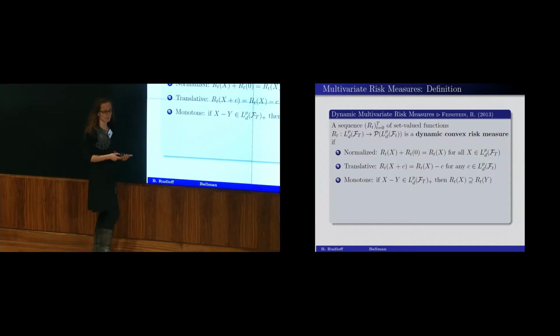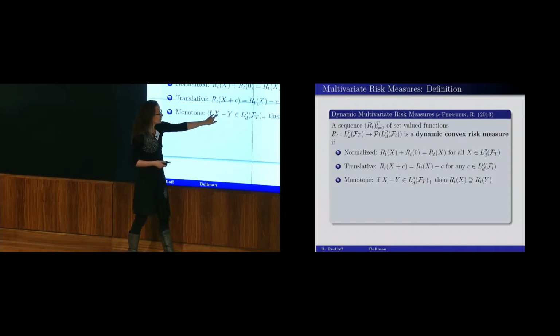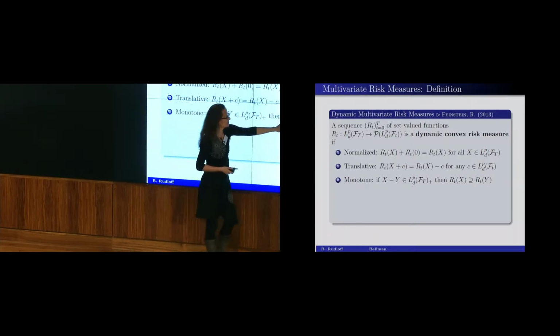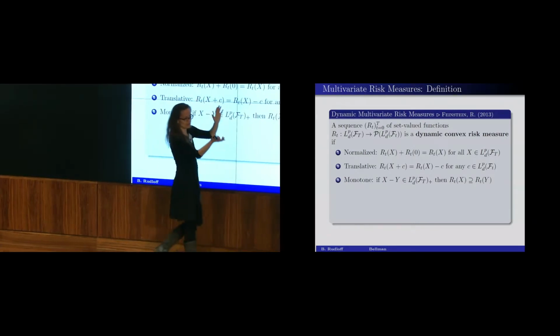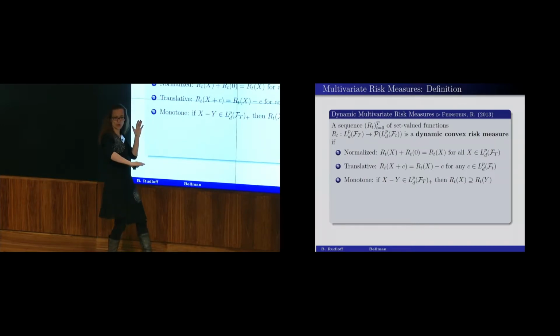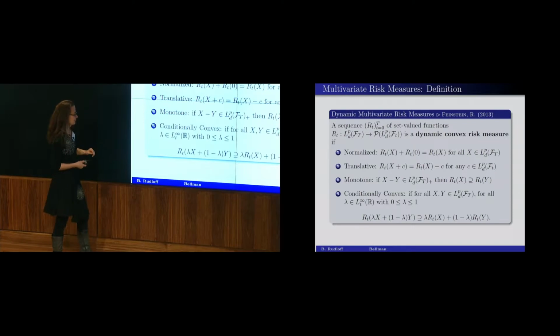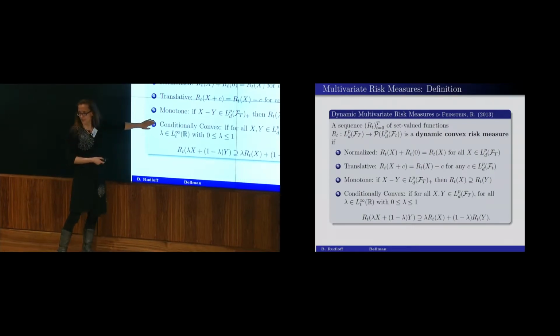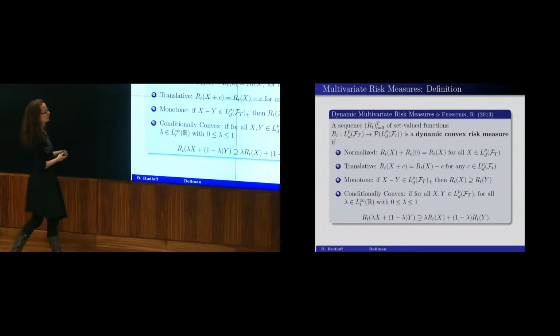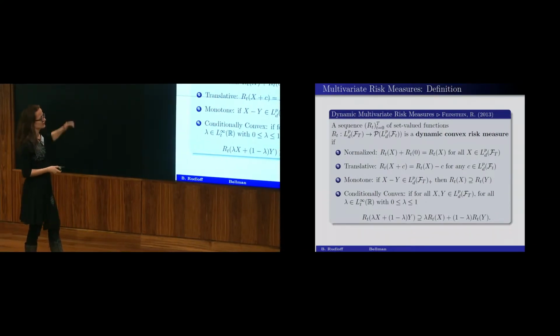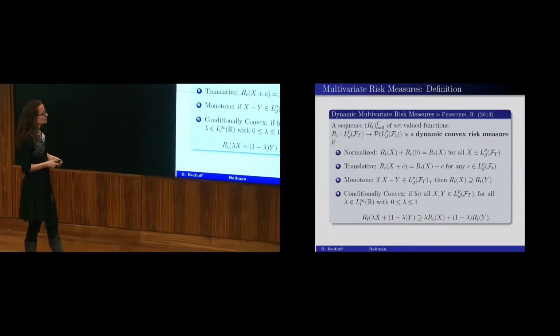Monotonicity, which we also know from the scalar case: if something is larger or equal to another random vector, then the risk of this larger quantity should be smaller. And smaller risk just means that I have a larger set, because a larger set would give me a smaller amount of initial capital. And convexity, which we want to have for the risk measure for diversification purposes. So you can define these set-valued risk measures with the usual properties.